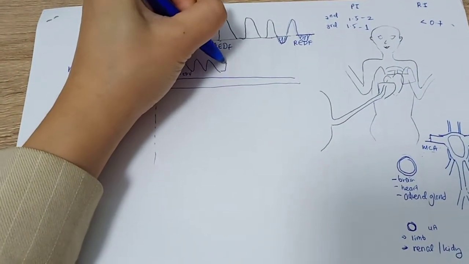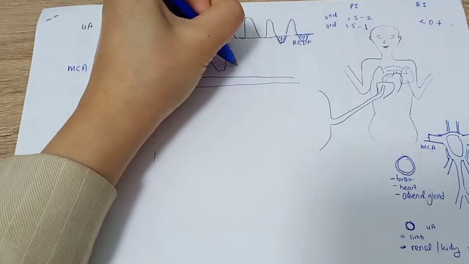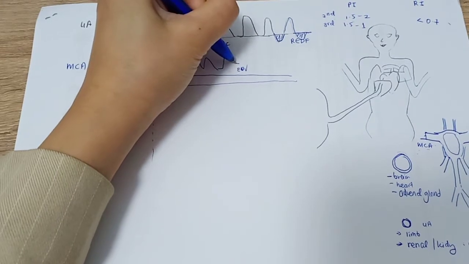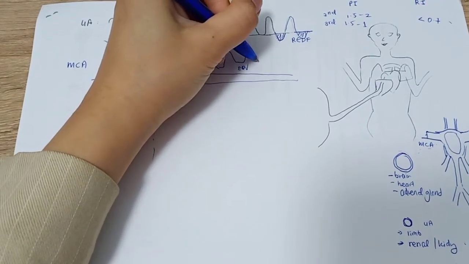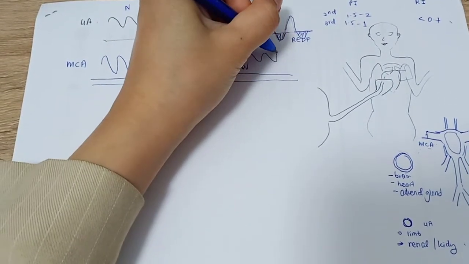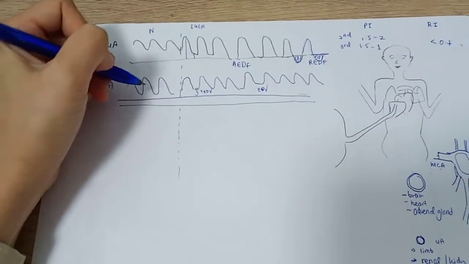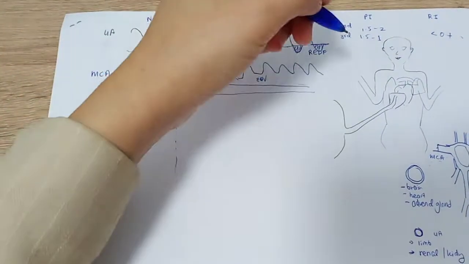And if the MCA resistance is very low, that means the EDV is increased. So you have this kind of pattern, like a normal umbilical artery pattern. It will be different in terms of the end diastolic.